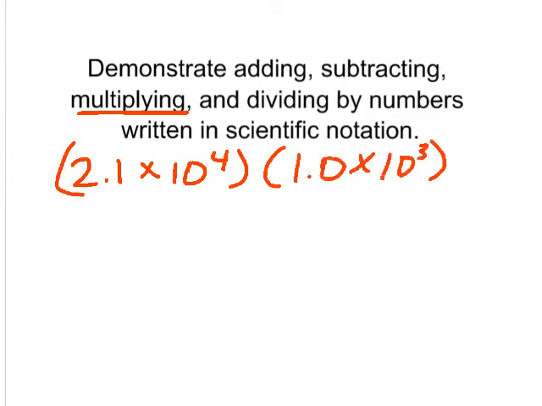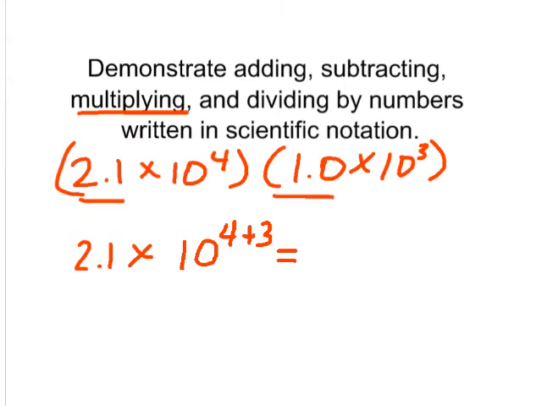You know the order of operations does not matter when you're multiplying, so we can make this easy for ourselves, and we can take these two terms and multiply those together first. 2.1 times 1.0 is 2.1. Now, let's multiply the exponential terms, the 10 to the 4th times the 10 to the 3rd. How do we do that? We add the exponents, 10 to the 4 plus 3. So my answer to this problem would be 2.1 times 10 to the 7th.